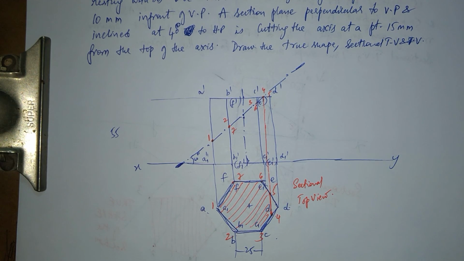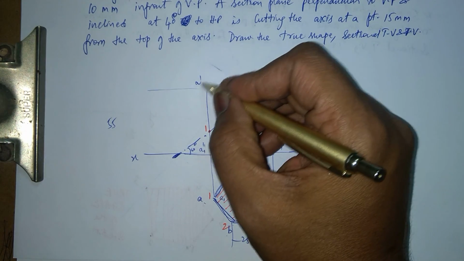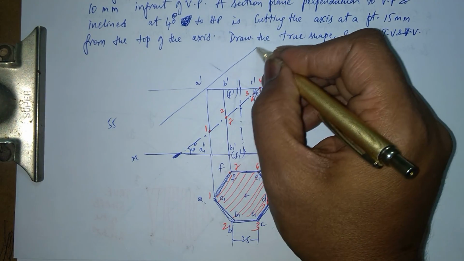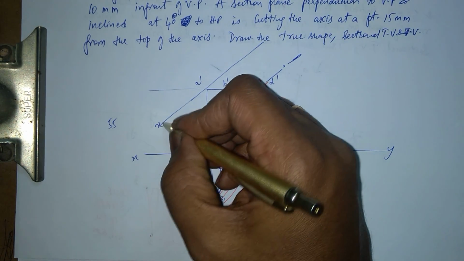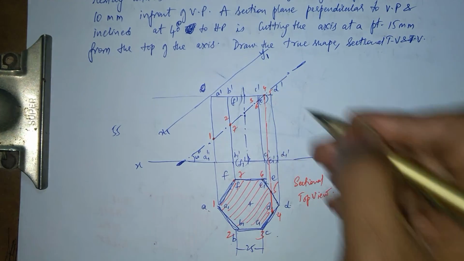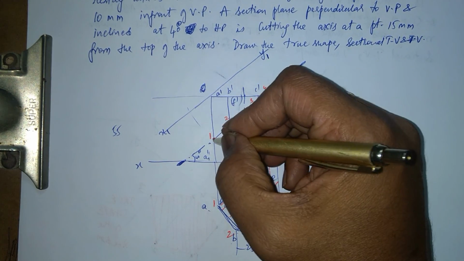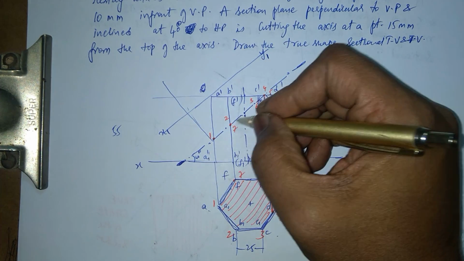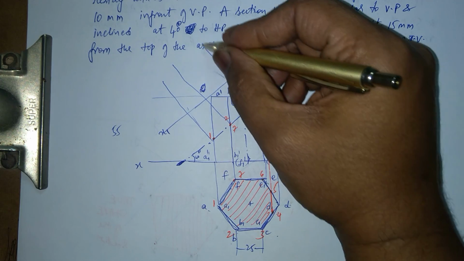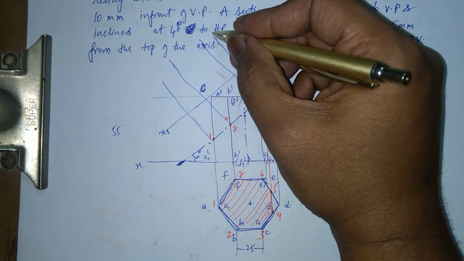To get a true shape, what do we do? I'll have to draw a line parallel to this one somewhere here. Conveniently parallel to this, I'll just draw a line x1, y1. This is an auxiliary plane. So from here I'll just draw the projection lines from each of the points 1, 2, 3, 4. These are the projection lines.